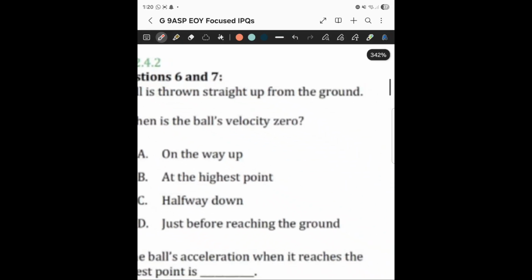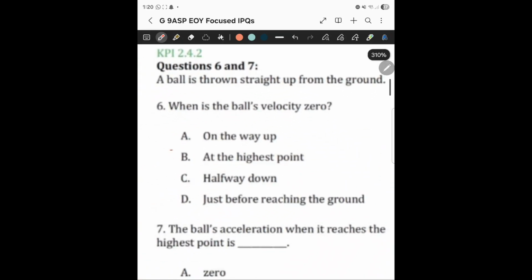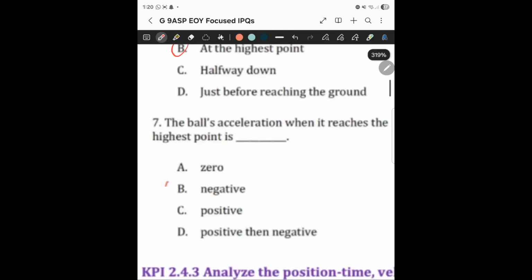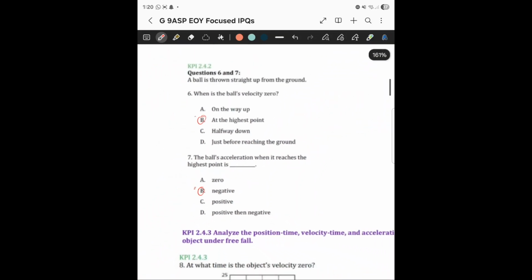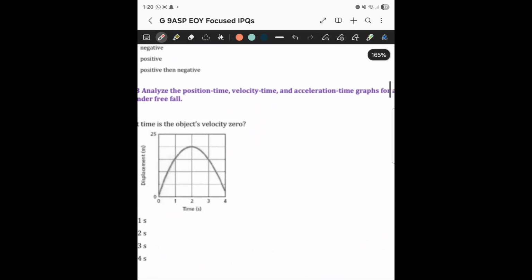A ball is thrown straight up from the ground. When is it 0? Already said it. 0 at the highest point. The acceleration at the highest point is the same no matter where it is. It's always negative and it's always 9.8, gravity. Let's move on to some graphs.